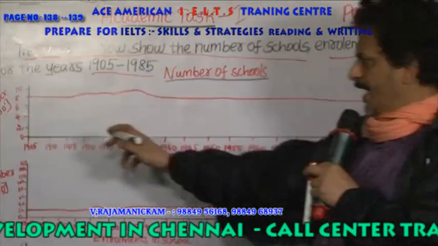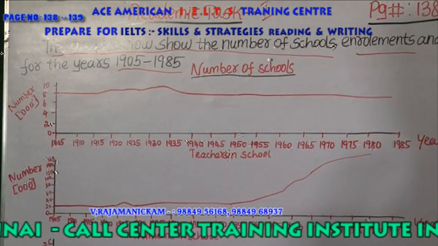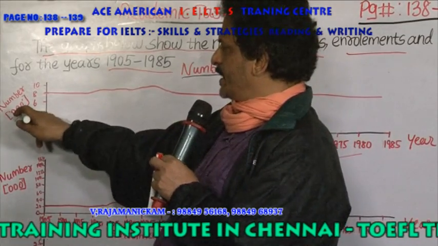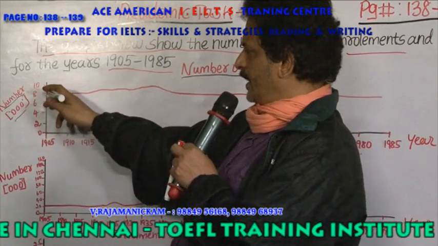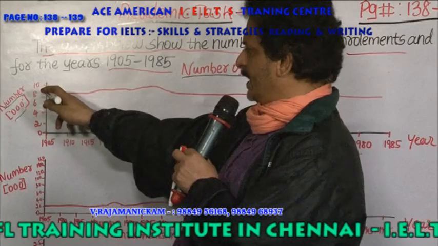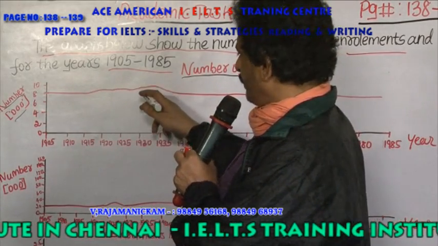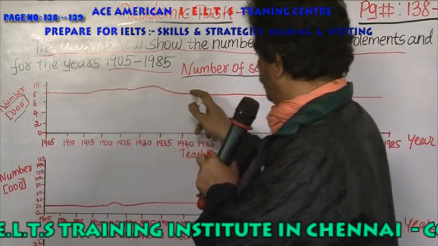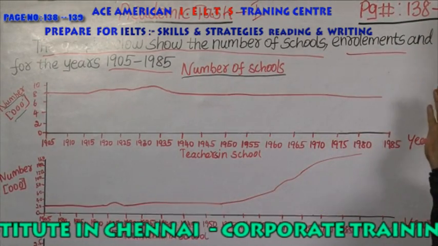The years 1905 to 1985 are given on the x-axis. On the y-axis is the number of schools, in thousands: 0, 2000, 4000, 6000, 8000 and 10,000. From 1905 there were just 8,000 schools. After that it went up to 10,000. Then once again it stayed at the same number of schools each year.